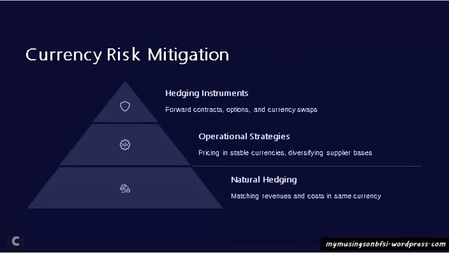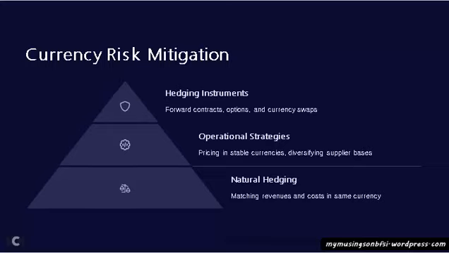The natural hedging happens if you are buying or selling in different currencies and they are able to match against each other. What's an operational strategy? The operational strategy is that you should be able to price in stable currencies, invoice in dollar or euro instead of going for each of the regional currency. So you can reduce the volatility. A Singaporean exporter, instead of Sing dollar, if you are able to do it in euro, it will help to avoid fluctuation in realizations.